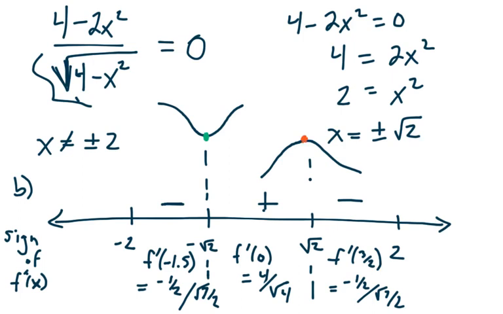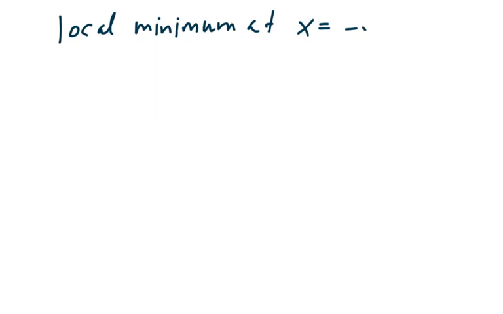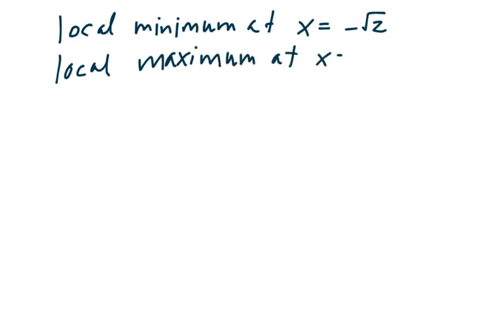Okay, so let me write that up. So therefore, there is a local minimum at x equal to minus root 2 and a local maximum at x equal to root 2.